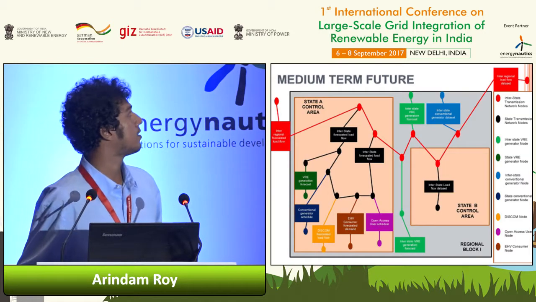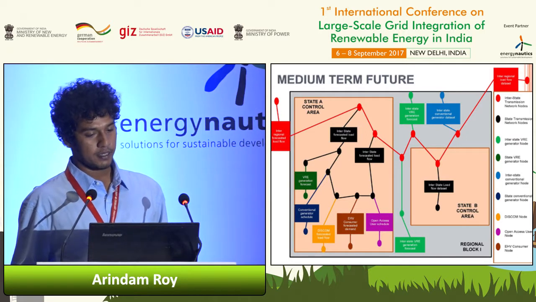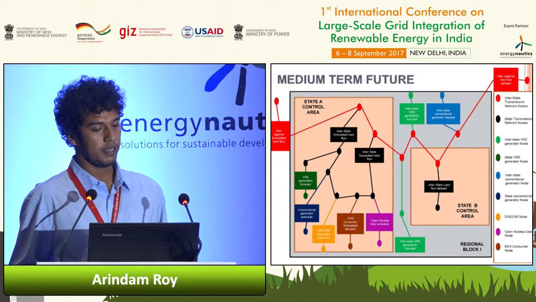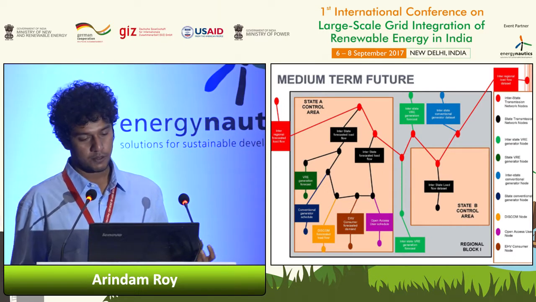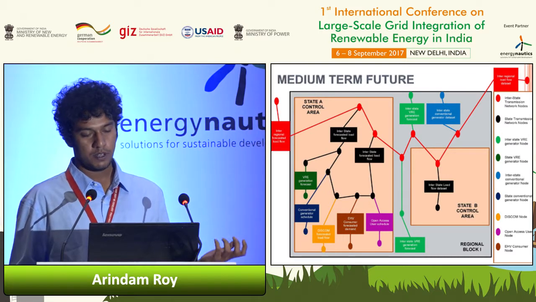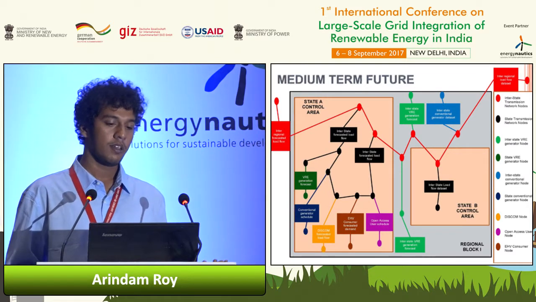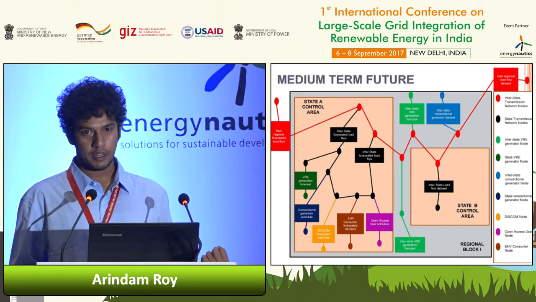And this is just an example diagram. The lines and nodes depicted in black show the state grid. So the state grid would take forecast and schedule information from the VR units, from the conventional units, from the consumers, and also the open access users. And then they would send the interstate flow.